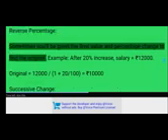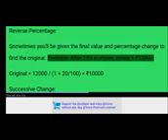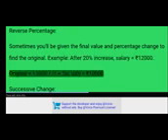Reverse percentage. Sometimes you'll be given the final value and the percentage change, and asked to find the original. Example, after a 20% increase, salary equals 12,000 rupees. Original equals 12,000 divided by (1 + 20/100), equals 10,000 rupees.